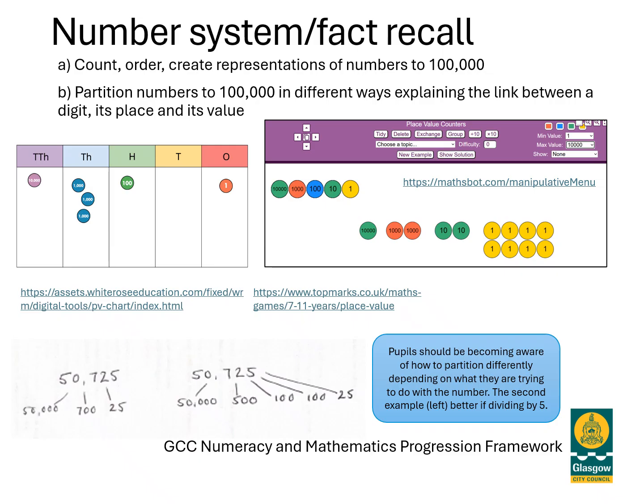So the second example, where the 50,725 has been split into 50,000, 500, 100, 125, is an example where somebody has done that because they're about to look at multiples of 5. If you wanted to divide 50,725 by 5, that's the sort of partitioning that would support you with that. So depending on what they want to do with a number, it's important that they've got the facility of splitting up a number in different ways that help them.